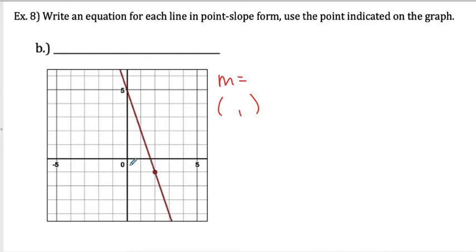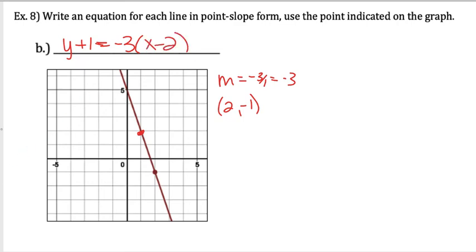So first of all, my point here looks like (2, -1), and a slope. Let's see, I see another corner here where I'm crossing through. I have a rise of 3 and a running to the left, so that would be a slope of -3 over 1, or simply a slope of -3. So your equation you should have got was y plus 1, because it was negative, equals -3 times x minus 2.